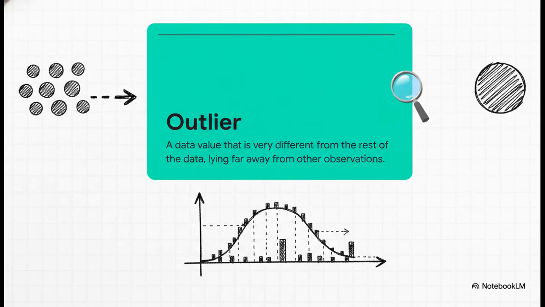Okay, so for the official textbook definition, the one you'll want for your notes, an outlier is a data value that is very, very different from the rest of the data. It's that point that's just lying way out there, far away from the main group.